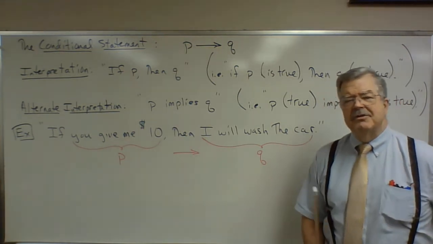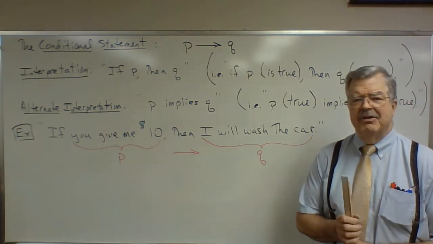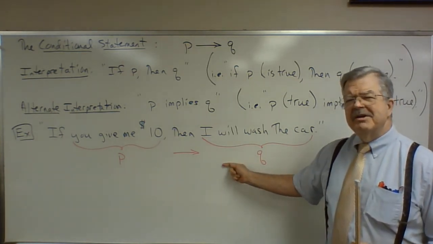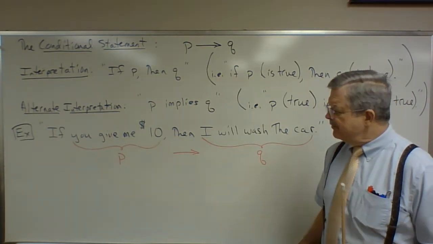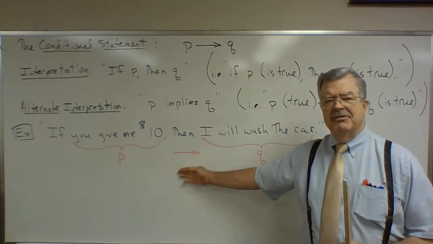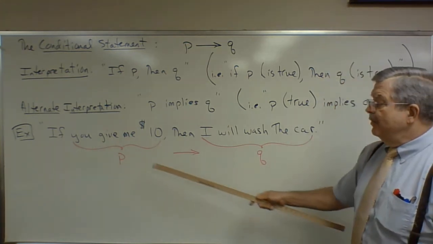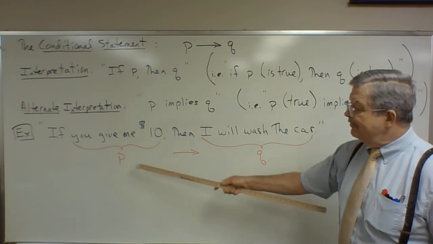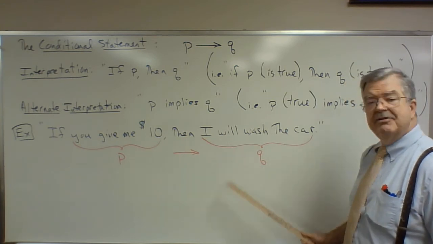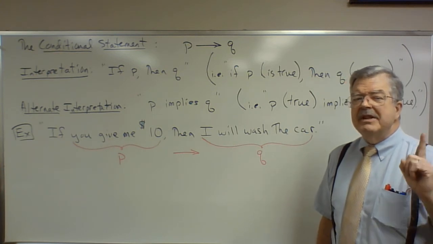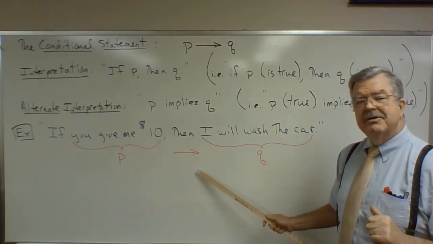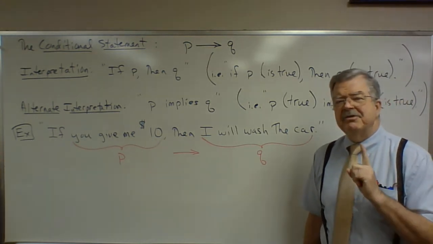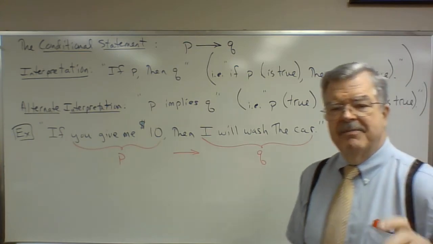And what we want to do is we want to know the special case, the one that we need to remember. When was the only case here when this whole statement was false? Wasn't it when my father gave me $10 and I didn't wash the car? That is, when P is true and Q is false. That's the only time when a conditional statement is false. So let's make a record of that, the special case of a conditional statement.